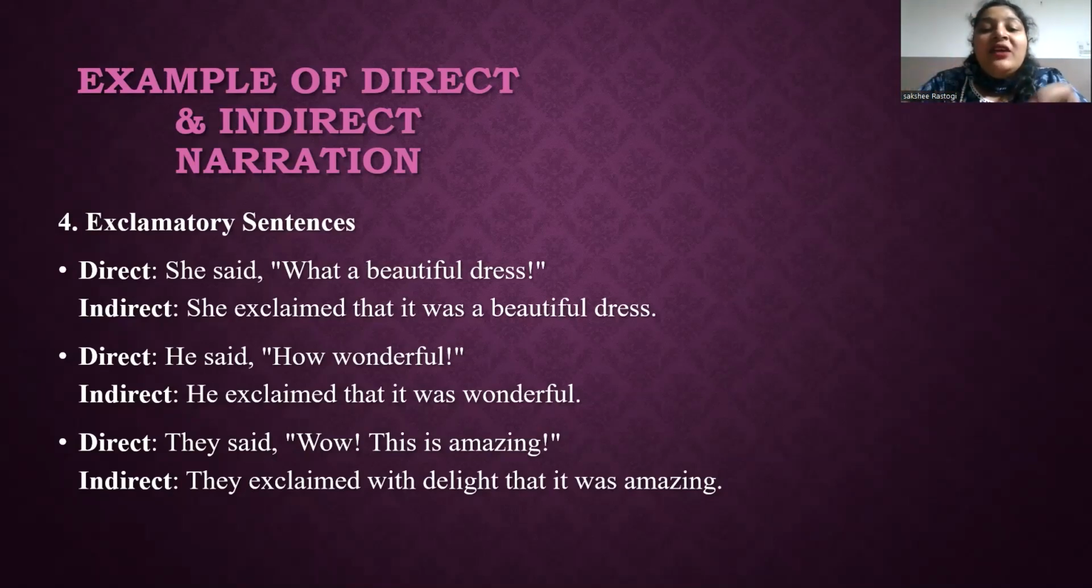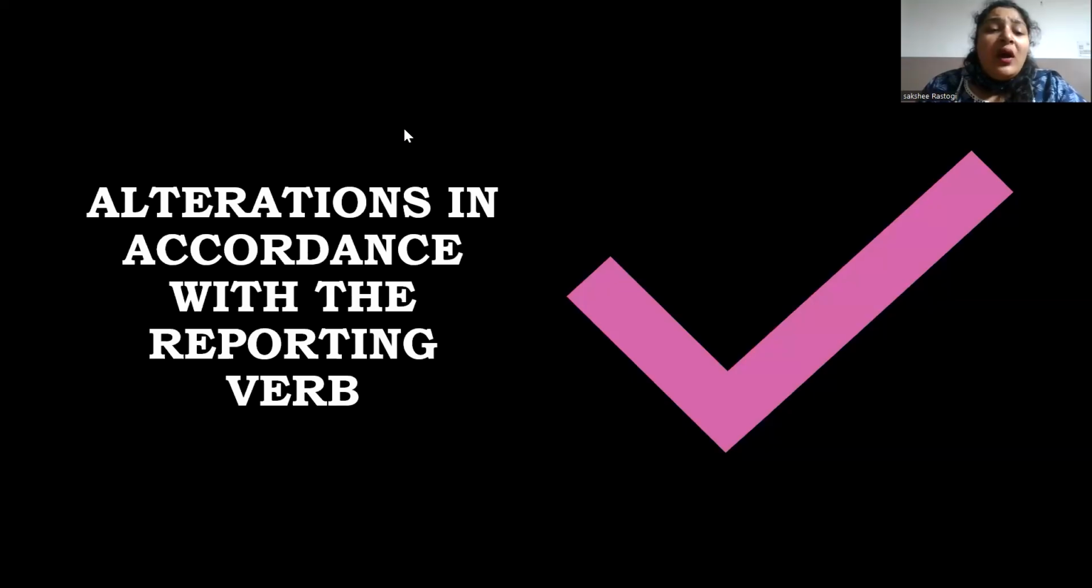So this is the direct versus indirect. What a fantastic concert, he explained. In indirect sentences, he explained that it was a fantastic concert, because it was exclaimed. So these come into the alterations in accordance with the reporting verbs. So basically, what are the alterations in accordance with the reporting verbs?